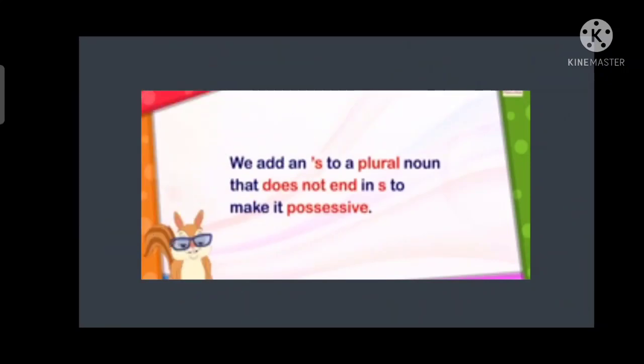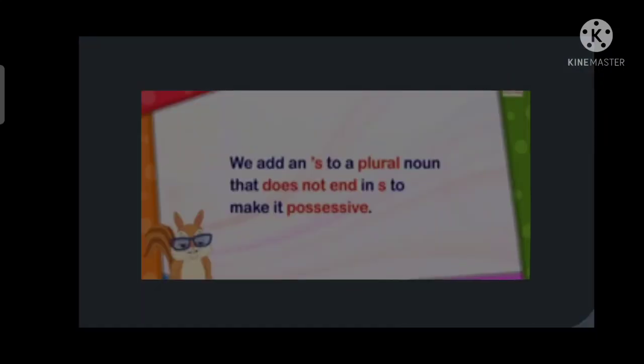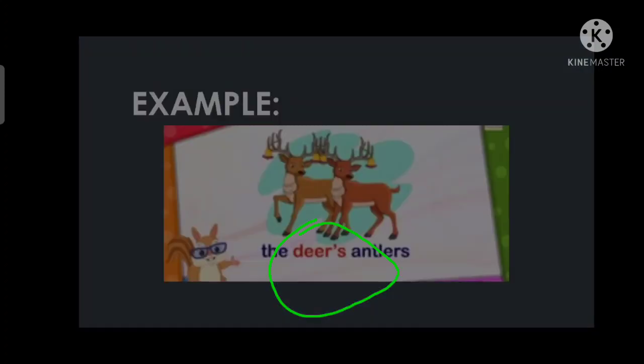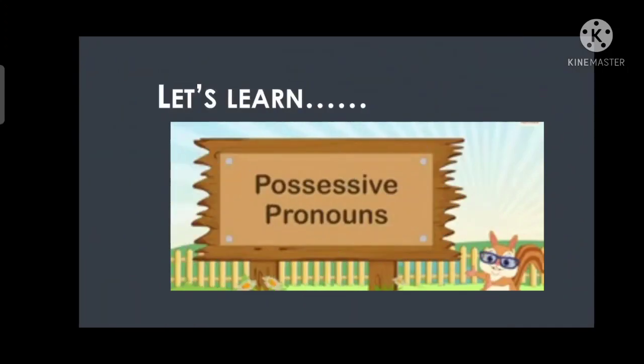We add an apostrophe s to a plural noun that does not end in s to make it possessive. How? See the example: the deer's antlers. Now I hope you understood the possessive noun. Now let's see possessive pronouns.